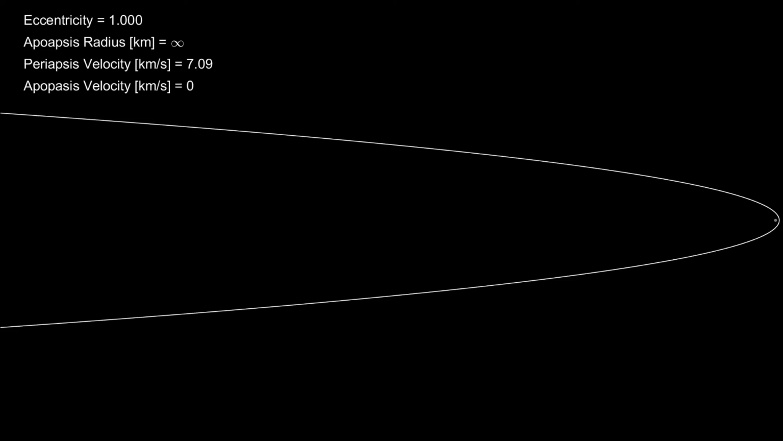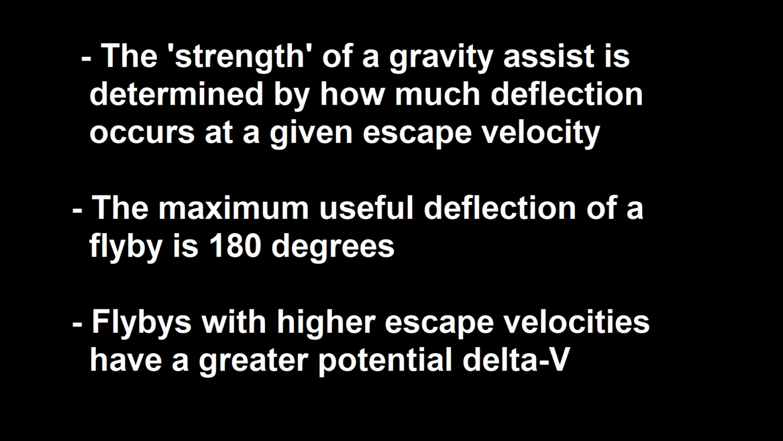Now we've reached an important point. I'm going to introduce some concepts that might not mean much to you right now, but keep them in mind. We'll revisit them later and it will all become clear. The strength of a gravity assist is determined by how much deflection you will achieve at a given escape velocity. For the purposes of this video, we're assuming that stronger gravity assists are better. The maximum useful deflection of a flyby is 180 degrees. Flybys with higher escape velocities have a greater potential delta V.